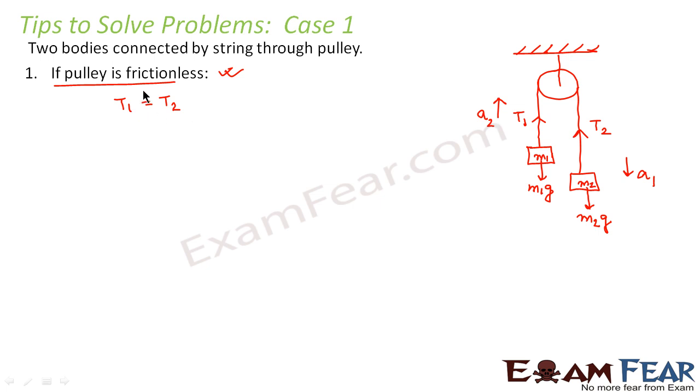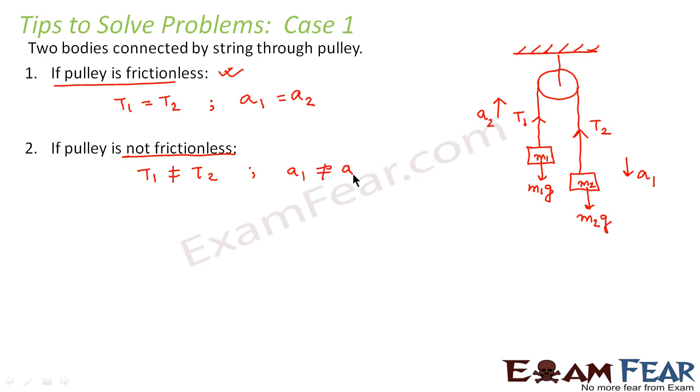Now if we say that the pulley is frictionless, in that case T1 is equal to T2 and also A1 will be equal to A2. That is the acceleration for the two bodies. However, they will be in different opposite directions, but the values will be the same. Let us consider the second case, that is the pulley is not frictionless. Now, if the pulley is not frictionless, in that case, T1 is not equal to T2 and also A1 is not equal to A2.